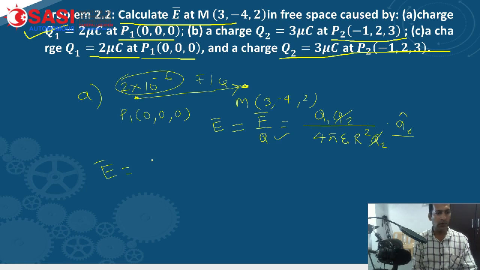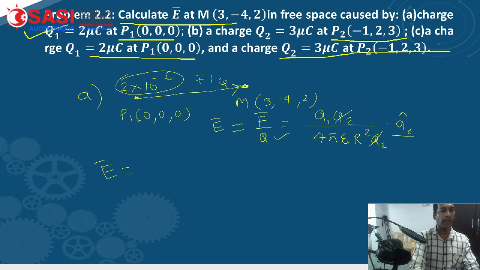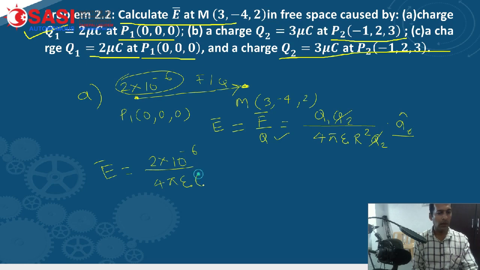This will be equal to, what is the value of Q? Now for A, what is our Q here? 2 into 10 to the power -6 divided by 4 pi epsilon naught, and our R magnitude, found by destination minus source, we get a value of 5.385 whole square. Now this is the magnitude. Direction is again calculated by the same method, vector divided by magnitude.